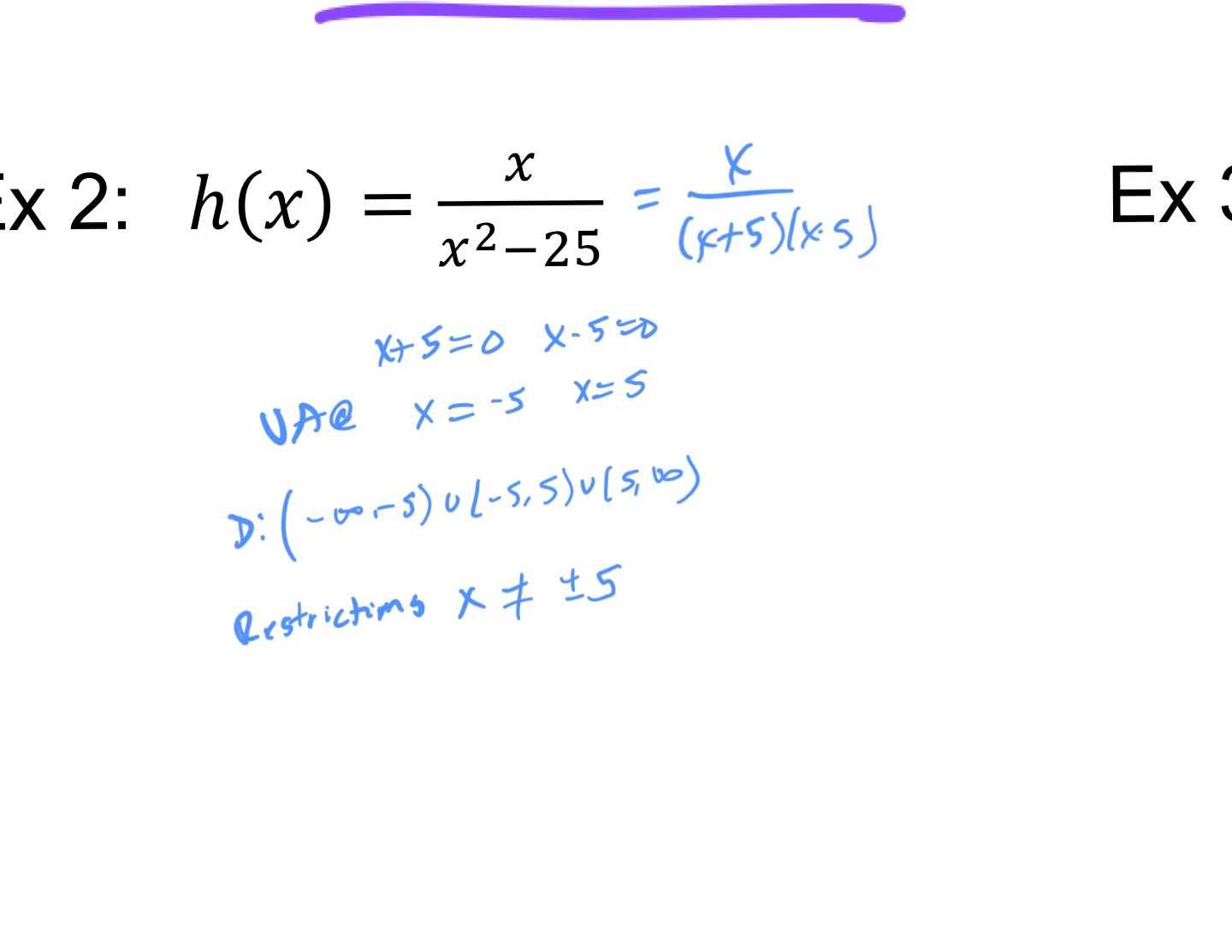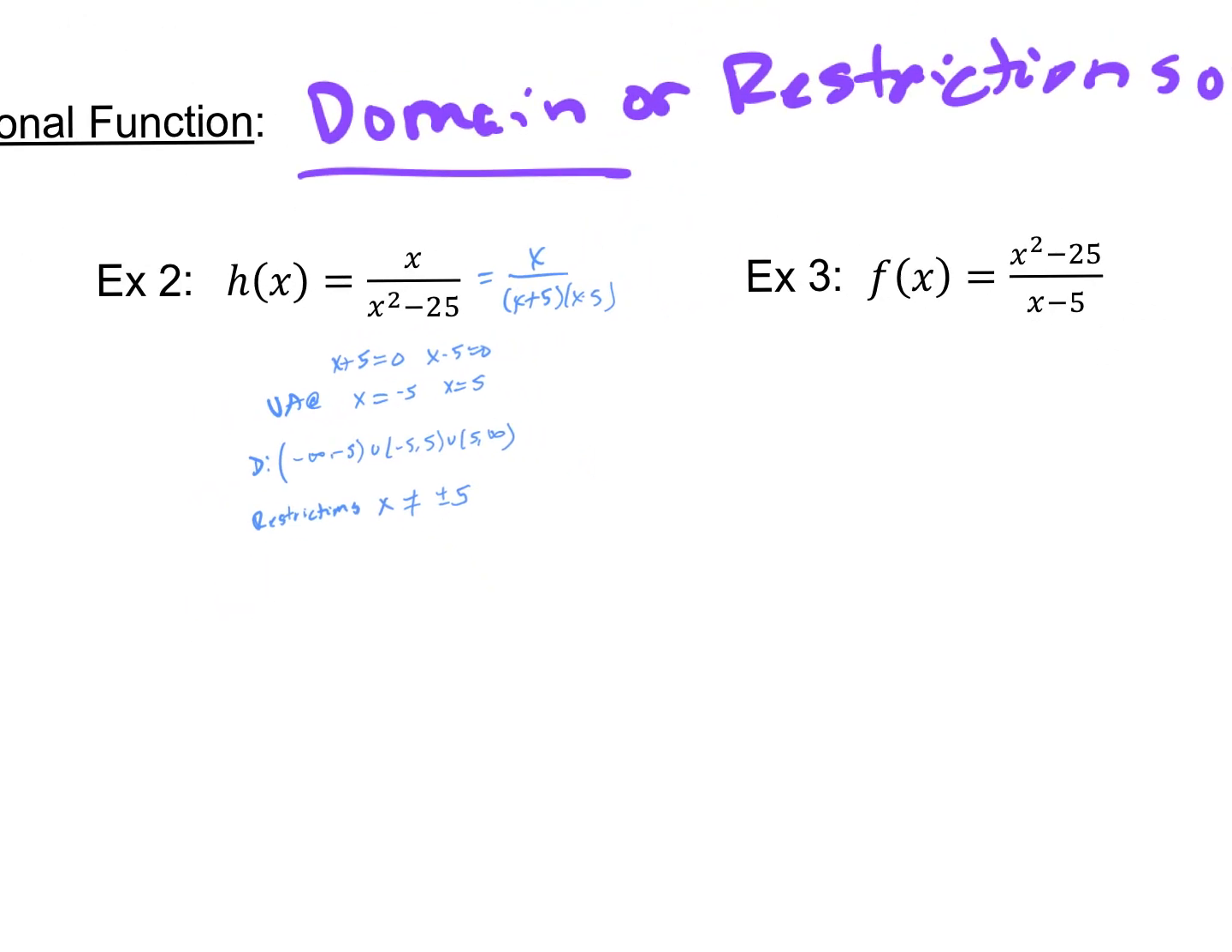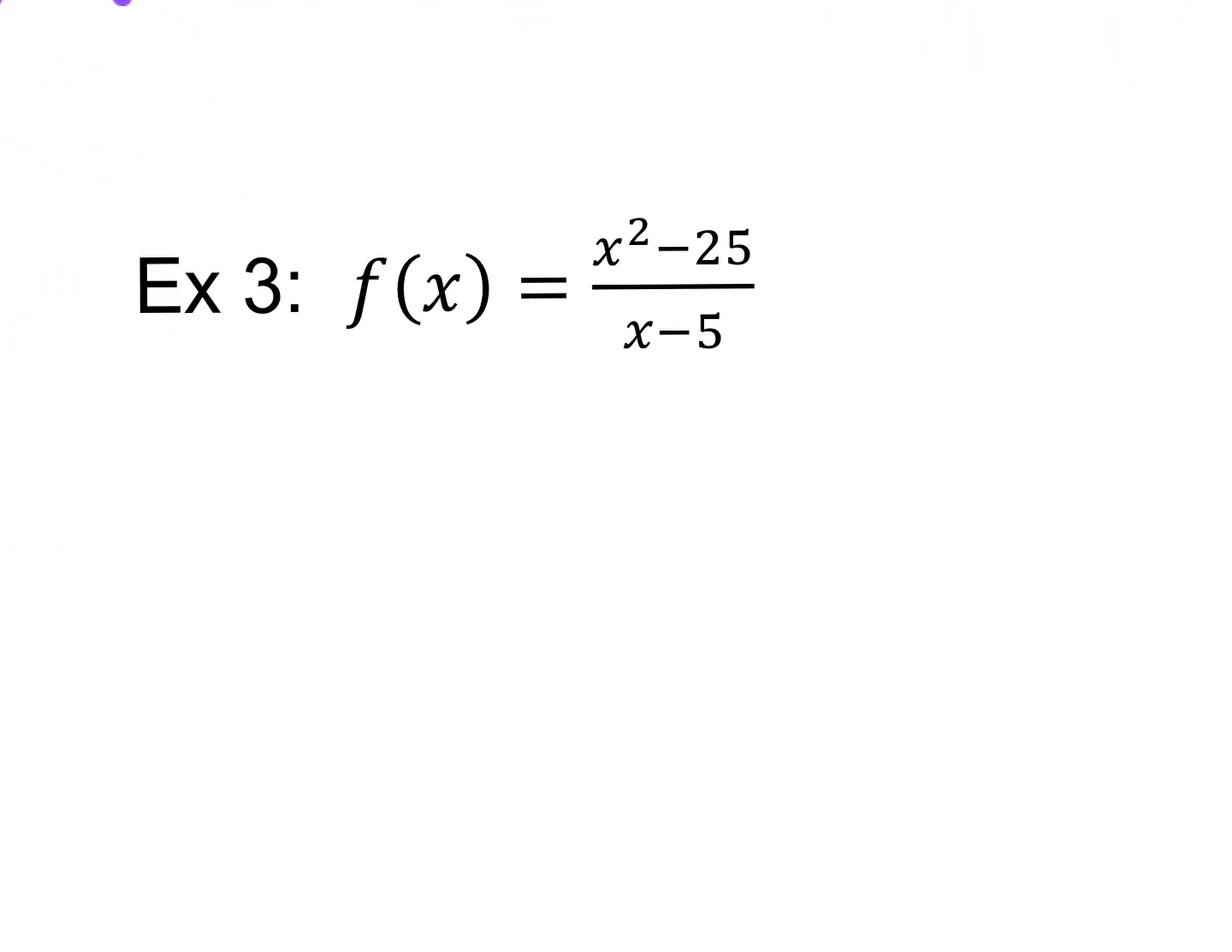All right, last example of this type. And we're factoring x plus 5, x minus 5 in the numerator, and we have x minus 5 in the denominator. So what that tells us then is that we do have a hole at x is equal to 5.